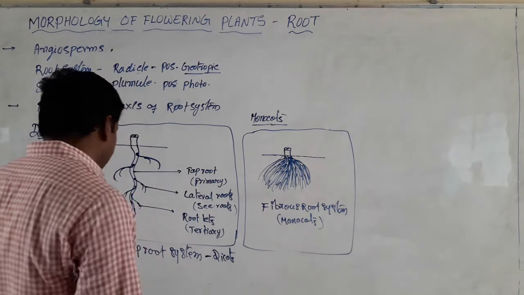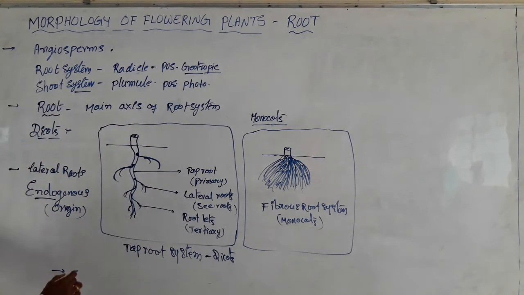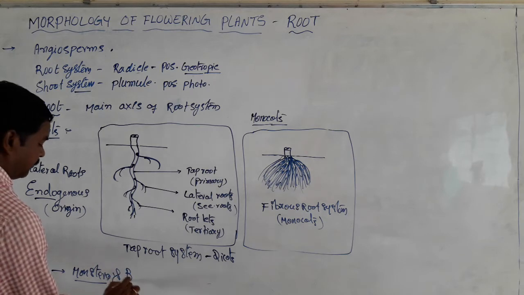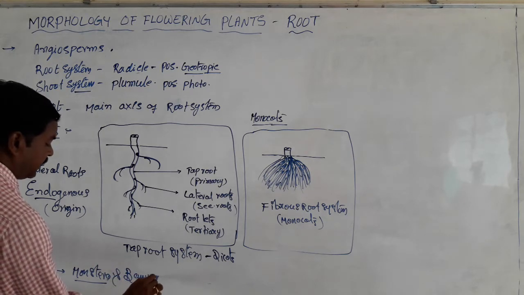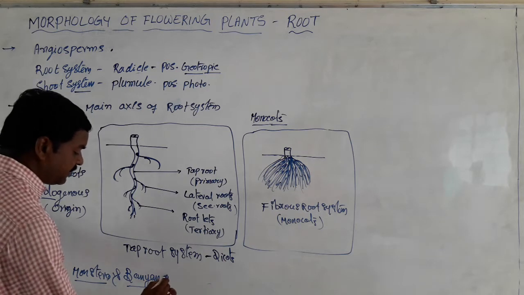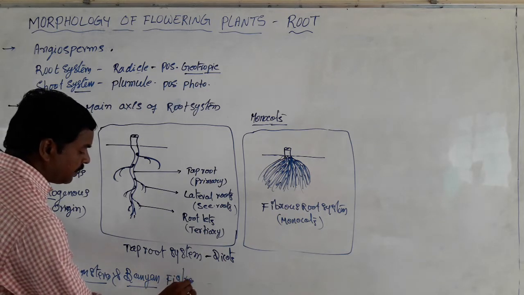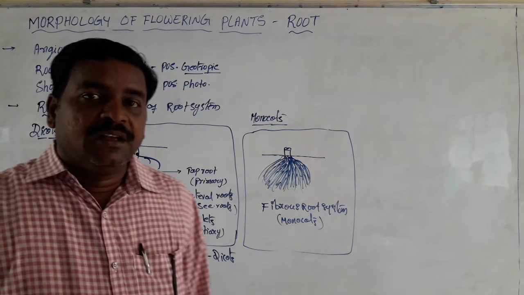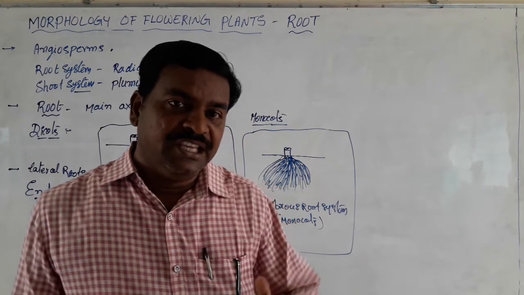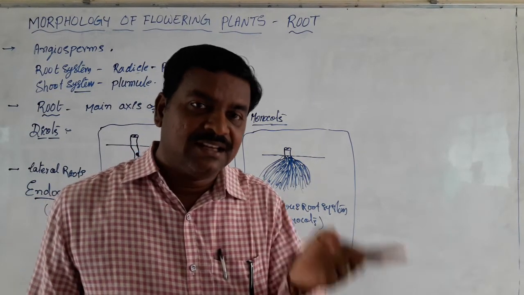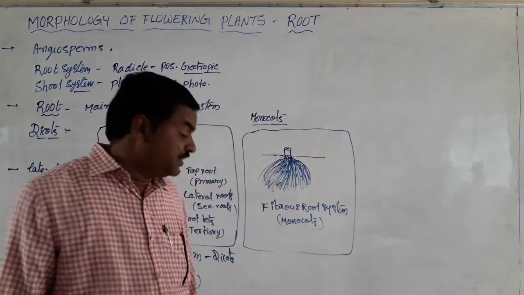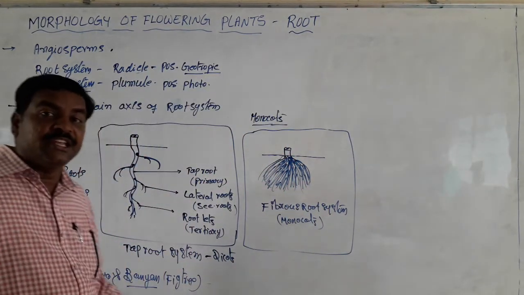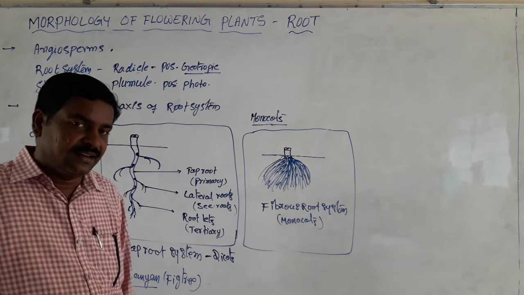Now coming to another very important point. In some plants, like Monstera and Banyan, Banyan meaning the fig tree, roots are developed from any part of the plant body other than the radicle. In this type of plants, roots are developed from any part of the plant body other than the radicle.